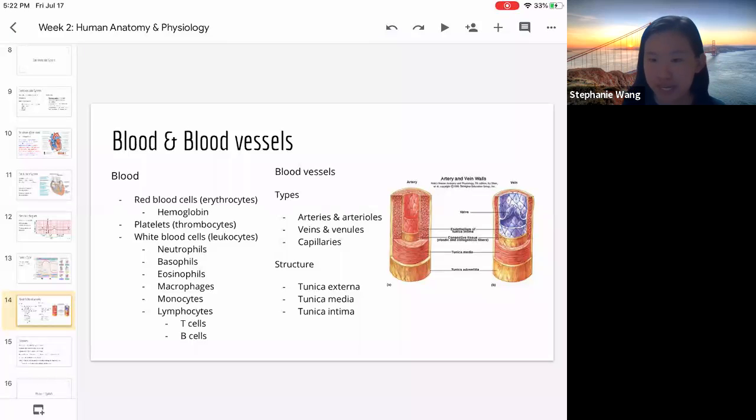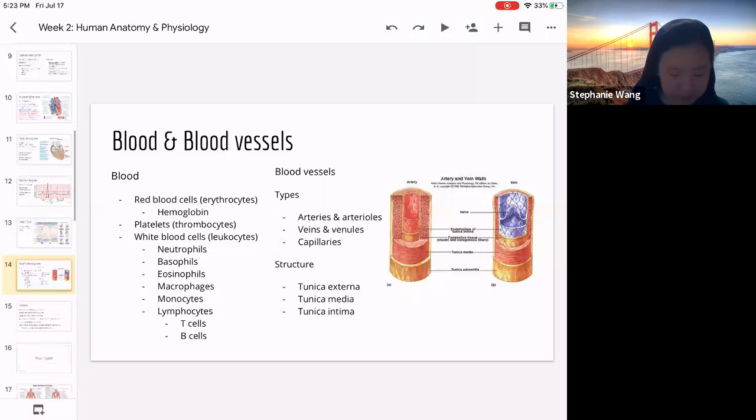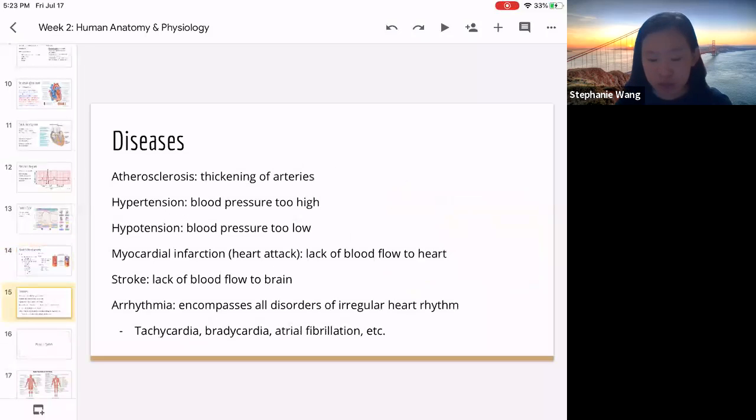Max asked, what is the function of blood plasma? So blood plasma basically helps blood be more liquidy, because if you don't have plasma, you're just going to have blood cells going everywhere, and it's hard to transport them. So we have blood plasma to help with the viscosity of the blood and allow it to travel in easier ways. Okay, next we're going to move on to the diseases of the cardiovascular system.